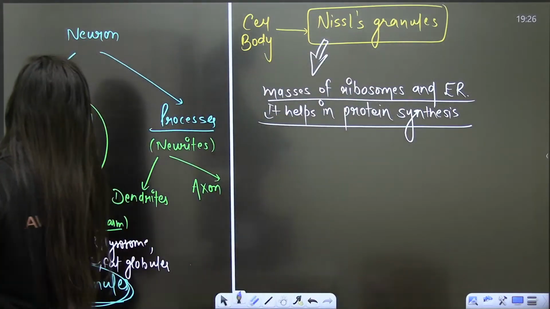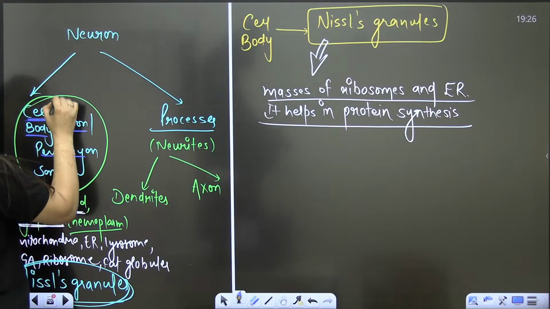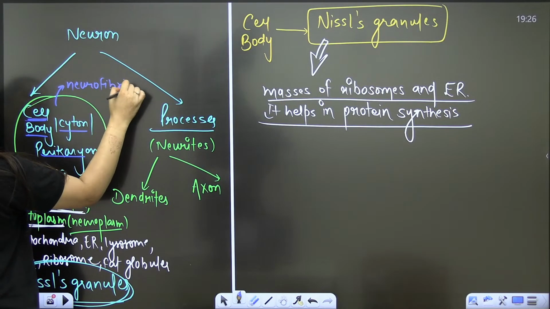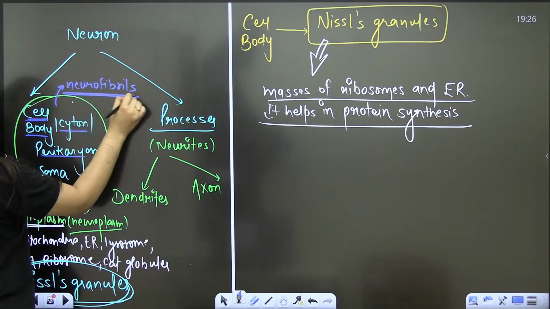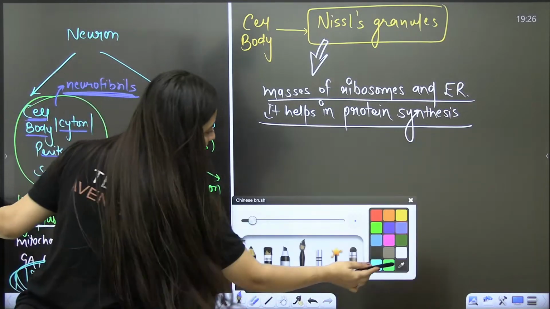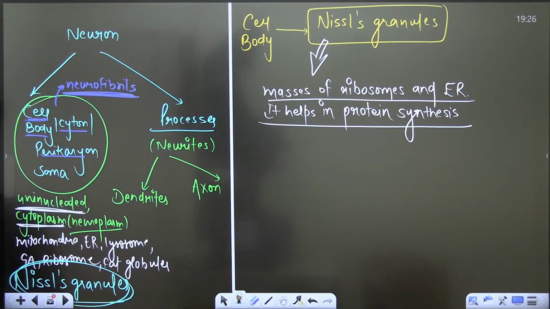And even in the cell body, we'll see some neurofibrils. These neurofibrils are nothing but the intermediate filaments, the cytoskeletal component of this neuron. Is that clear? Neurofibril, that cytoskeletal component here.